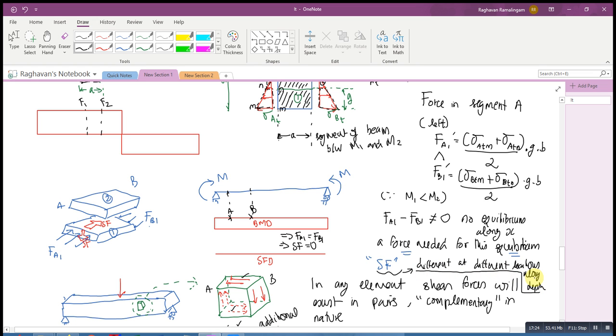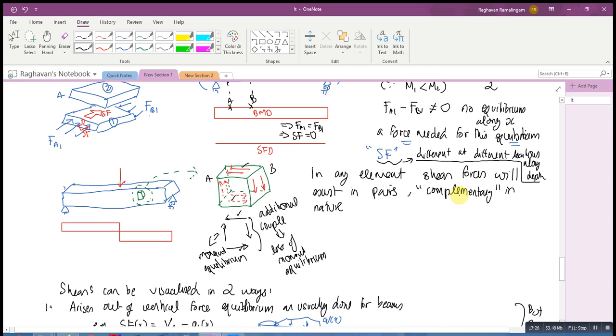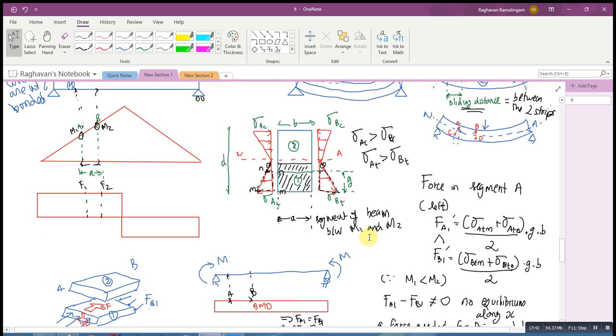Okay, so this is very similar to how you found normal stresses. It's very similar to normal stresses which vary, as you know, along the depth.